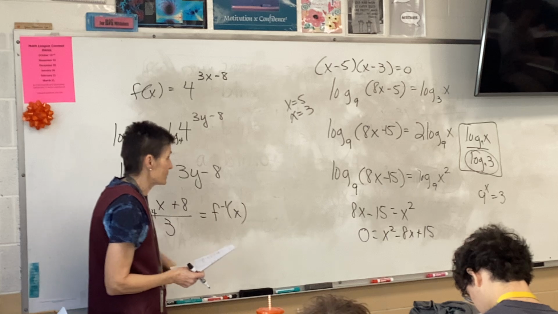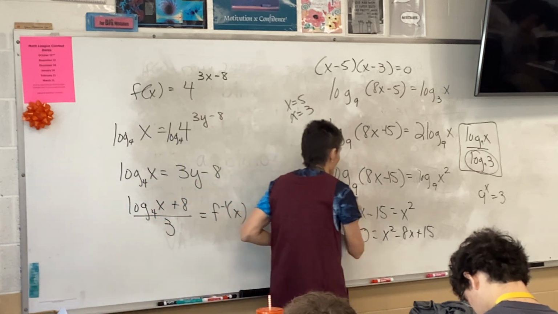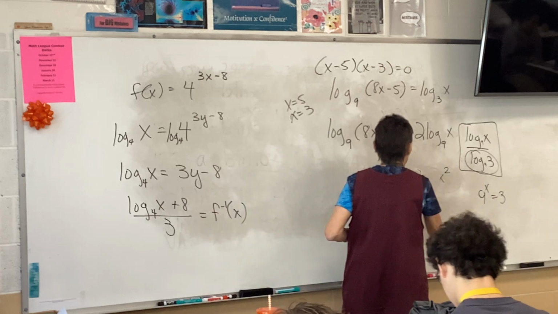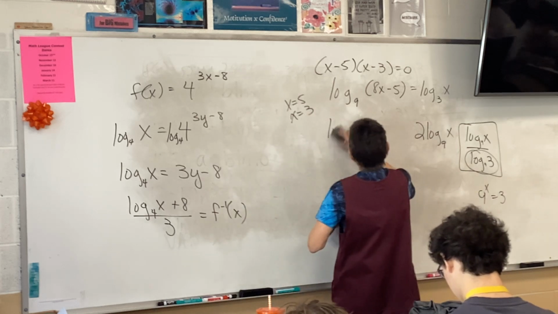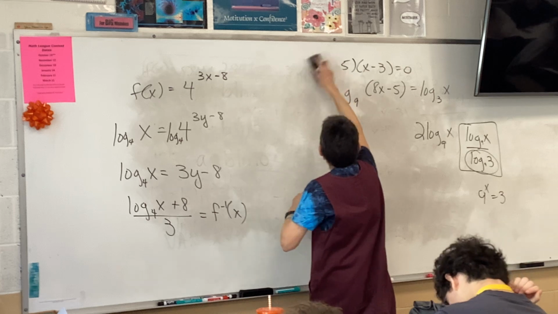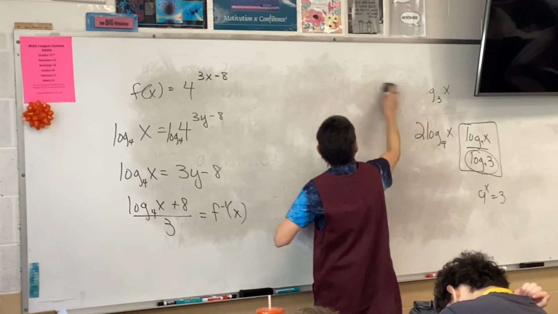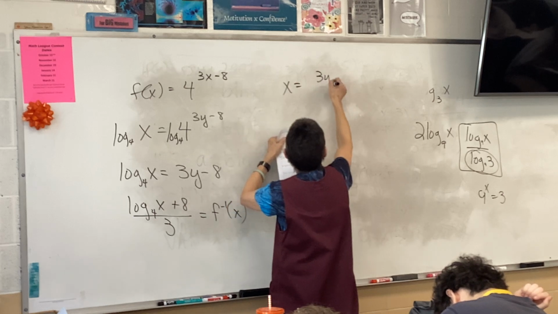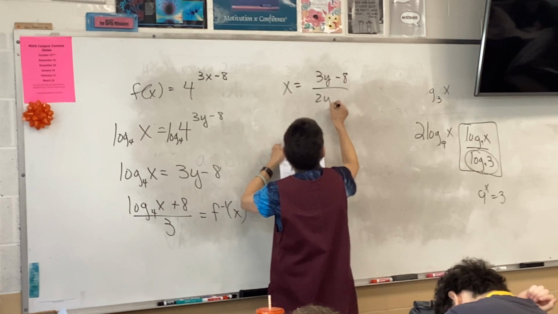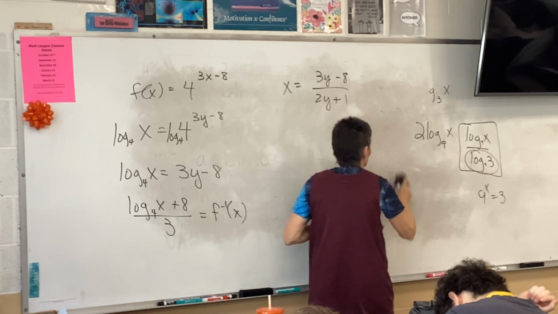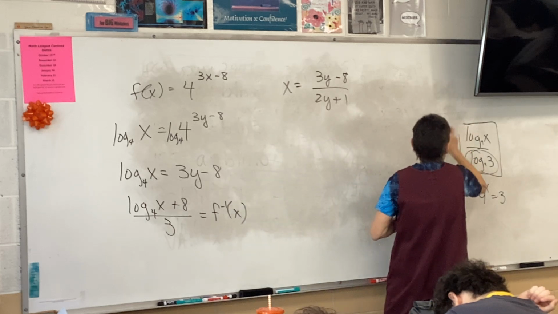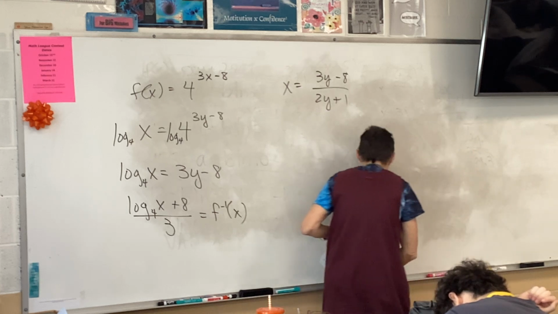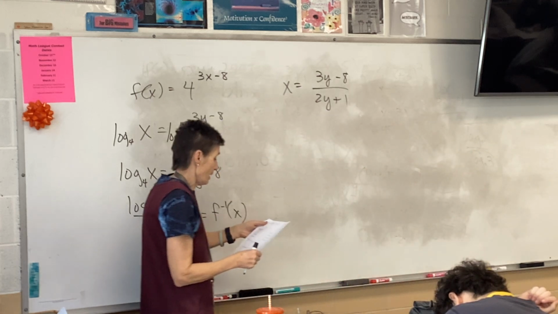Alright, how about 13? 13 is more of an algebra problem. Let's do it anyway. How do we find the inverse? Well, we start the same way, so we'll start by switching the variables. Okay. Then what? We did some of these in our notes, I remember. What do we do now?